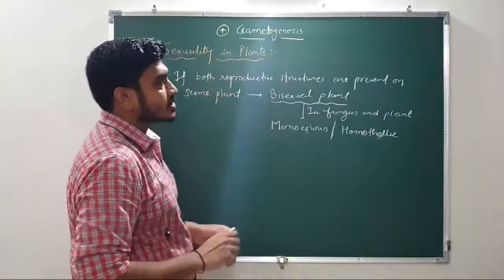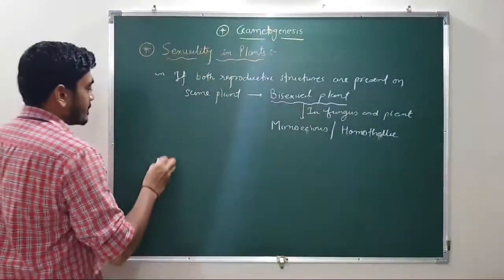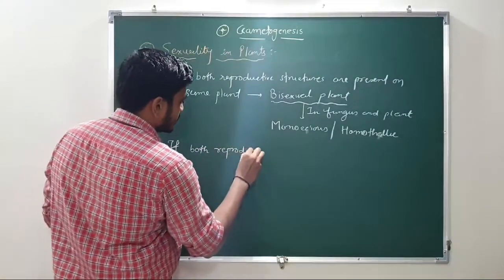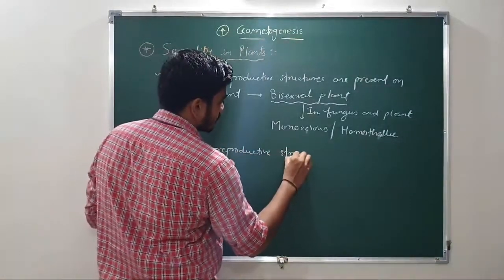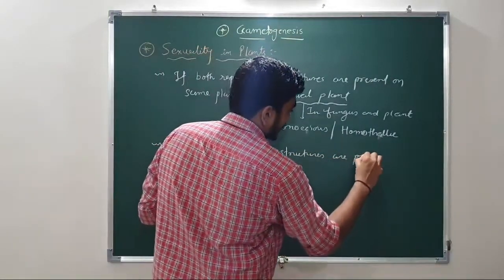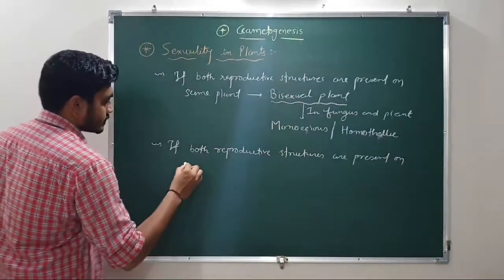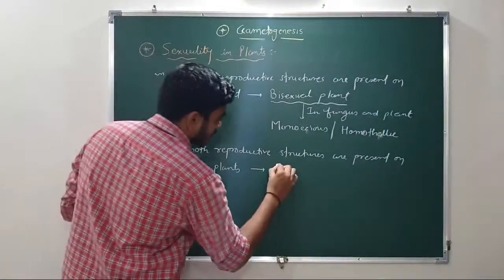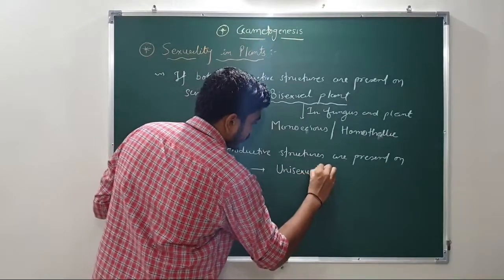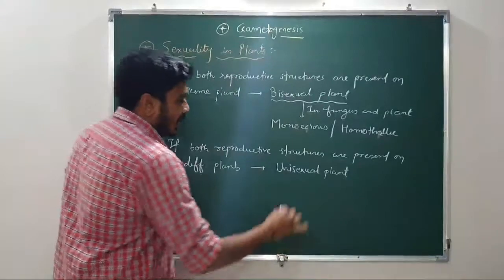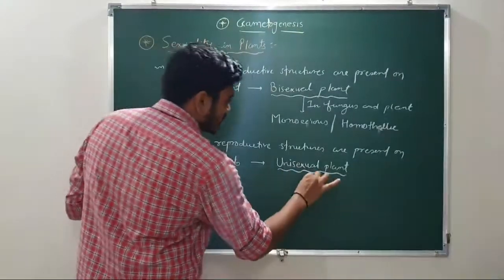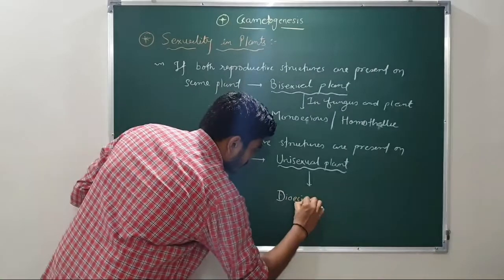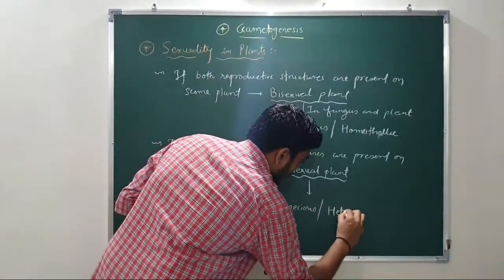Now, if both reproductive structures are present on different plant bodies, that means not on the same plant body, then those plants are known as unisexual plants. And in fungi and other lower plants, this unisexual condition is represented or termed as dioecious or heterothallic.